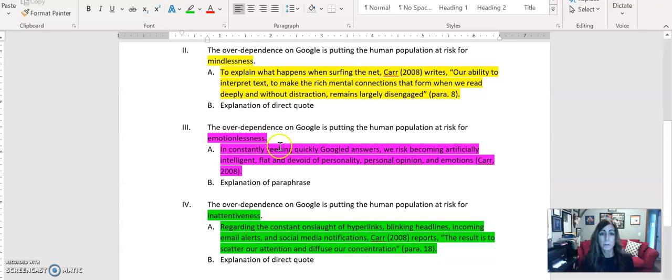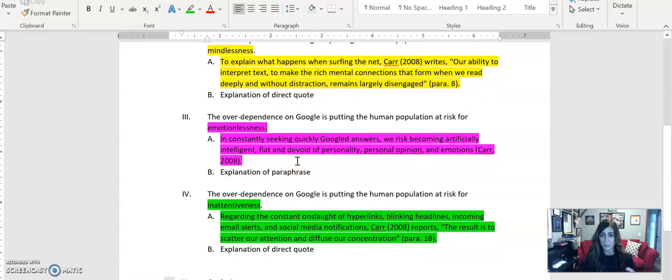And here I found some paraphrased research. I took some information out of the research article that I used and paraphrased it, and here it is paraphrased. Remember, paraphrased information should not be in quotation marks, and it should be accompanied by an in-text citation, including the author's last name and the year.